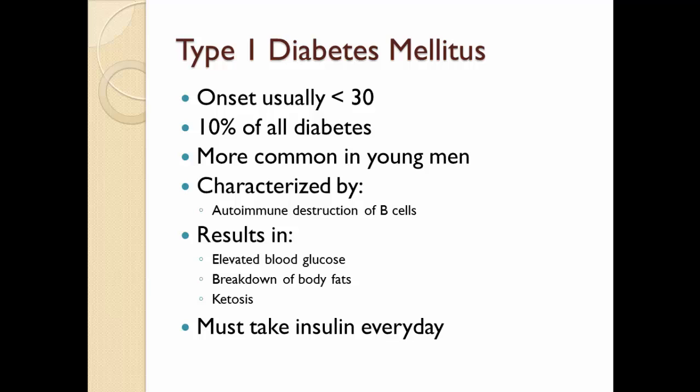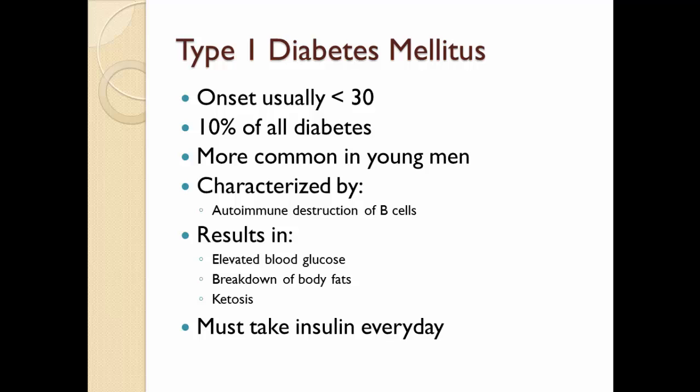It is characterized by an autoimmune destruction of the B cells. Remember, the B cells produce insulin, so if they're destroyed, they're not making any insulin at all. So it results in a high blood glucose level. A lot of times, this autoimmune destruction can be caused by a viral infection, and there are some genetic links. Why do I get a virus and my brother gets a virus, I don't get diabetes, but he does? So there are some genetic things that they're looking at. But it is an autoimmune destruction.